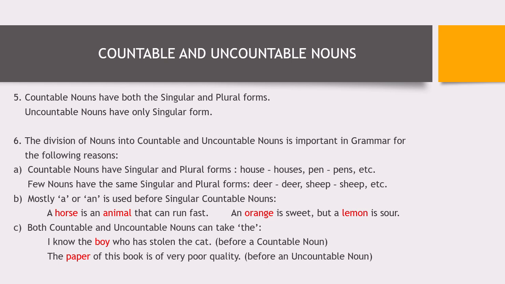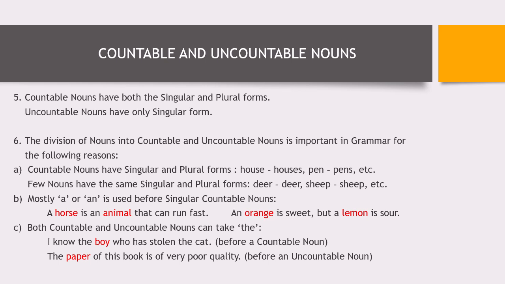Countable and uncountable nouns. 5. Countable nouns have both the singular and plural forms. Uncountable nouns have only singular form. 6. The division of nouns into countable and uncountable nouns is important in grammar for the following reasons. A. Countable nouns have singular and plural forms: house, houses, pen, pens, etc. Few nouns have the same singular and plural forms: deer, deer, sheep, sheep, etc.